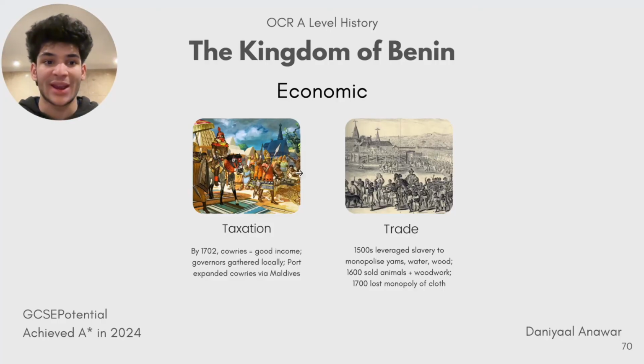And the second point was trade. There's a lot of trade in Benin, naturally. In the 1500s, they leveraged slavery to monopolize yams, water, and wood. So they used slaves to sort of get these resources which they could then monopolize. In the 1600s, they... Sorry, I'm hearing noises. Scary. In the 1600s, they sold animals and woodwork. And then in the 1700s, they had a monopoly on cloth, but then they lost it, unfortunately. So there we go.